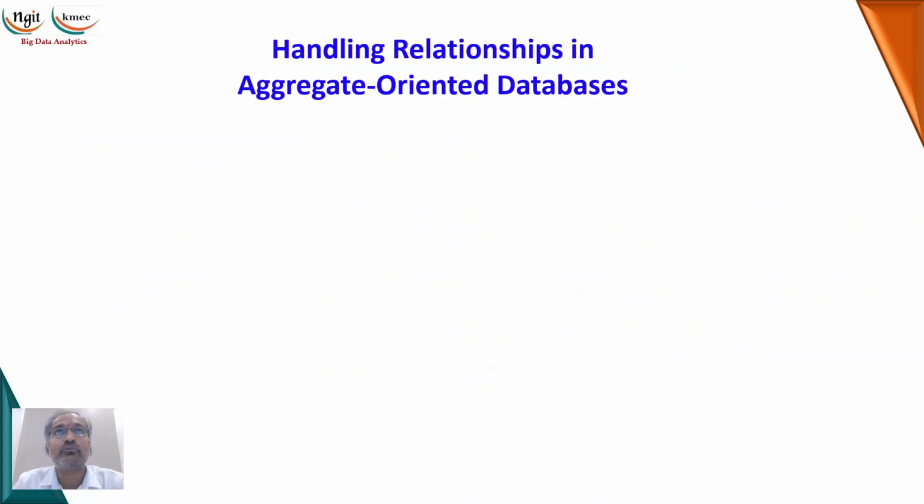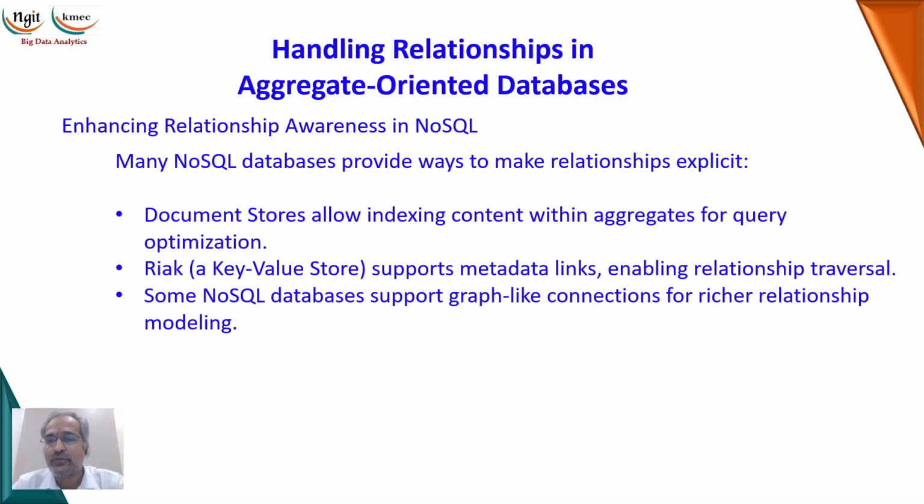Now what we have to do is handle the relationships in aggregate-oriented databases, that is, enhancing relationship awareness in NoSQL. Many NoSQL databases provide ways to make the relationships explicit. Document stores allow indexing.